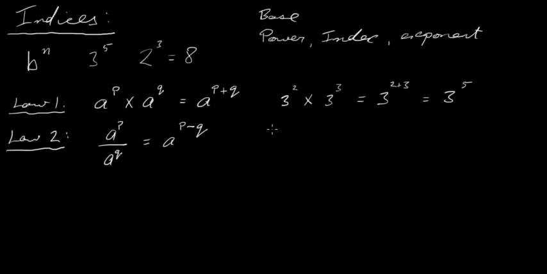So for example, again, say we have 3 to the power of 5 and we divide by 3 to the power of 2. That will give us 3 to the power of 5 minus 2, which is simply 3 to the power of 3. That's law number 2.